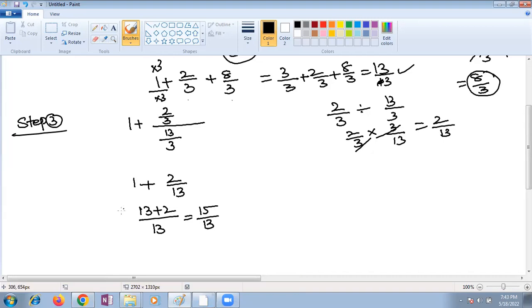No, that is a little later. One more step is there. Ma'am, for 1 plus 2 by 13, we need to make it like 13 by 13, right? To make it 13 by 13, what number should you multiply here? You should multiply with 13. Yes or no? Yes, ma'am.